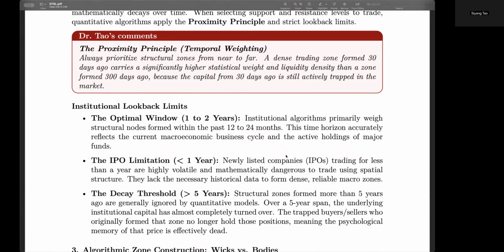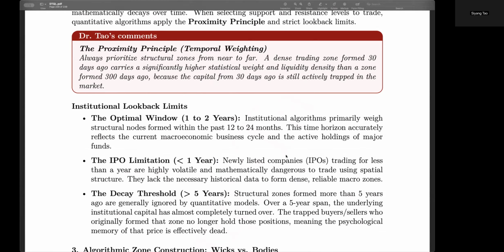Here are your quantitative look-back rules. First, the optimal window. Institutional algorithms primarily weigh nodes formed within the past 12 to 24 months. This perfectly aligns with the current macroeconomic business cycle. Second, the IPO limitation. Newly listed companies trading for less than a year lack the historical data required to form reliable macro zones. They are highly dangerous to trade using spatial structure.